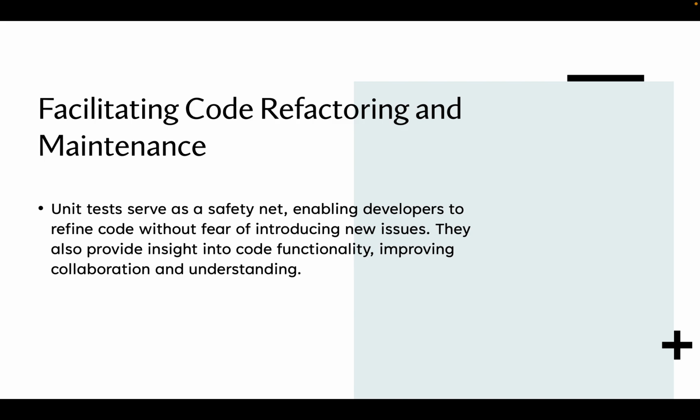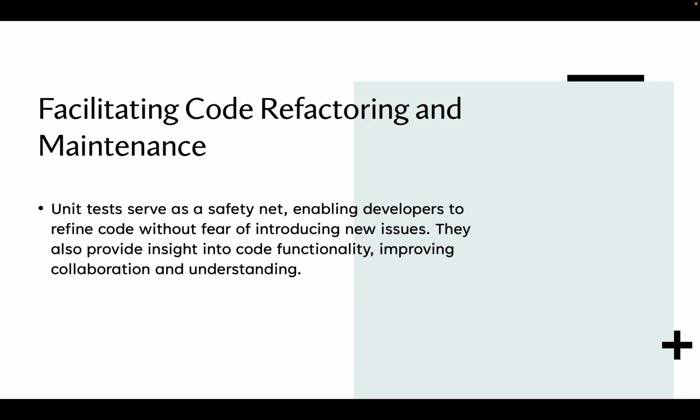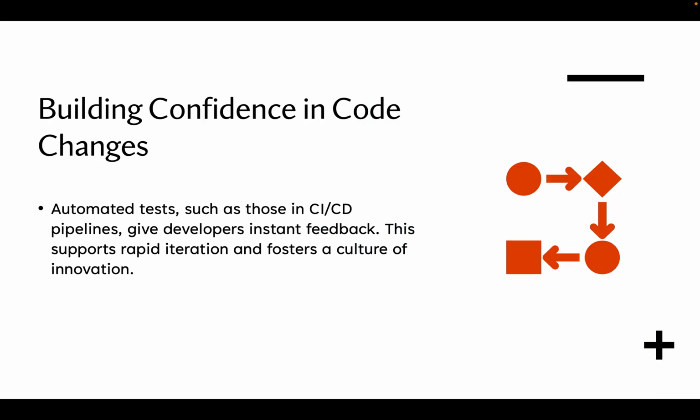This slide and the other slide are almost similar, talking about similar things. The other slide is mainly talking about the crucial aspects of software, like how it helps code quality and speeds up development. But this slide is actually telling us we can use unit testing without worrying about whether you're going to mess up your code or not, and also improve collaboration and understanding. Let's go to the next slide.